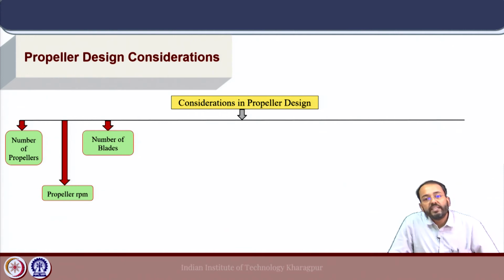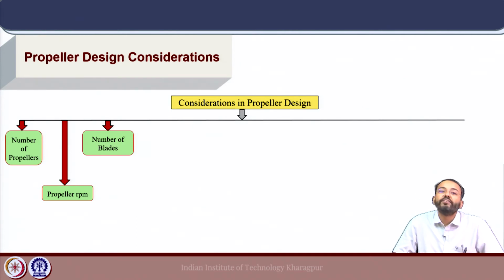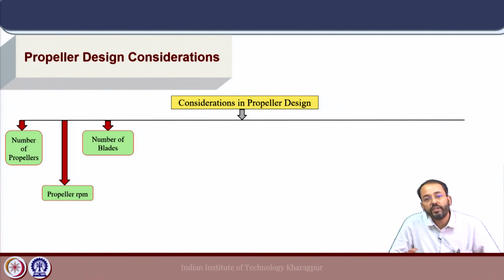The number of blades of the propeller is important in the design process from the point of view of the blade related vibrations and the frequency of operation in relation to the frequency of the hull. So, this is a very important aspect to be considered in relation to the propeller RPM.